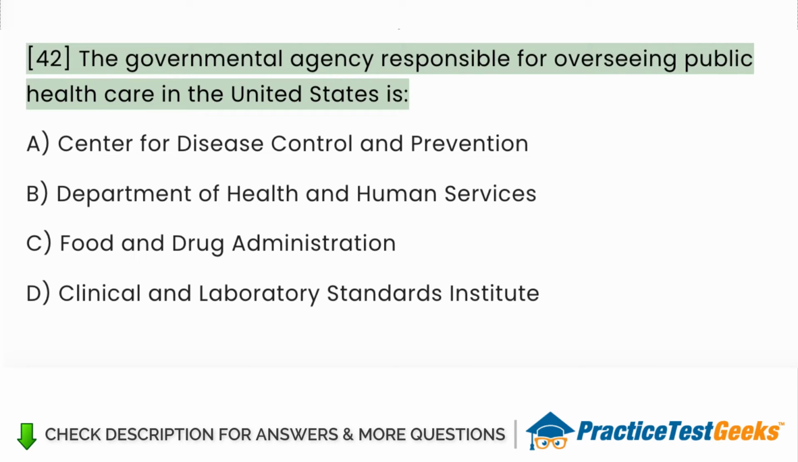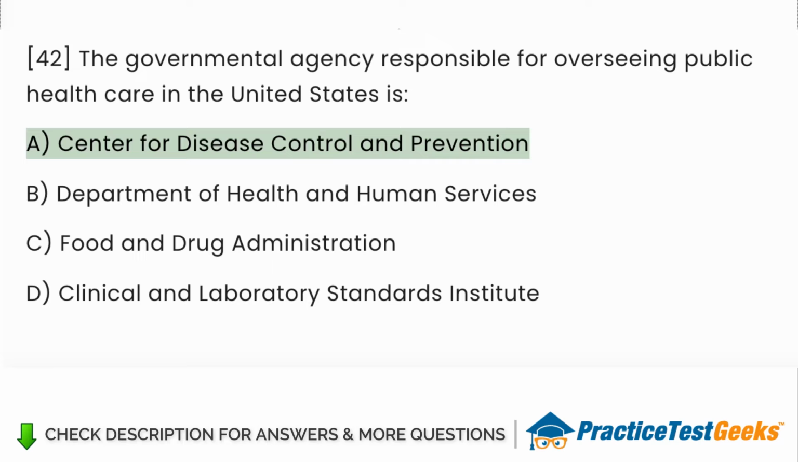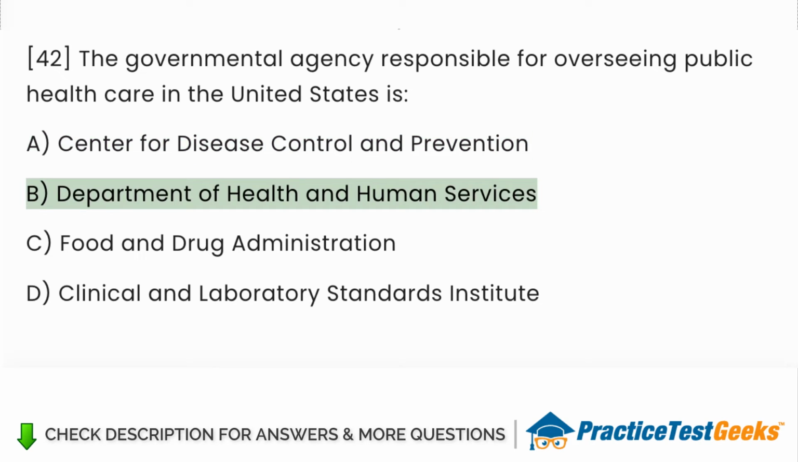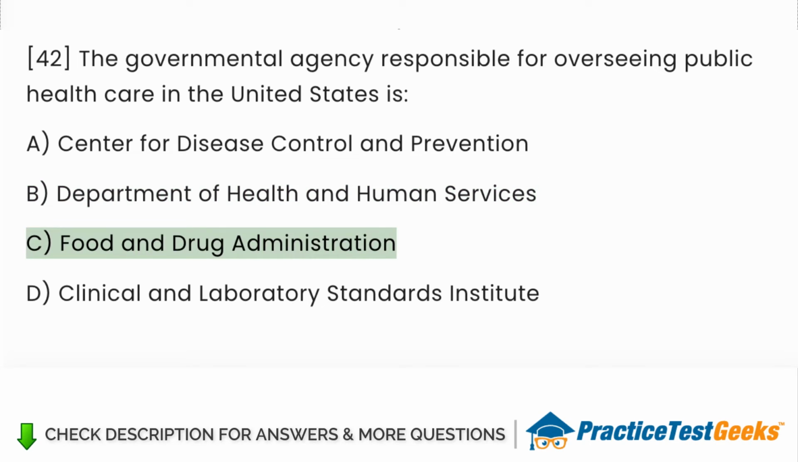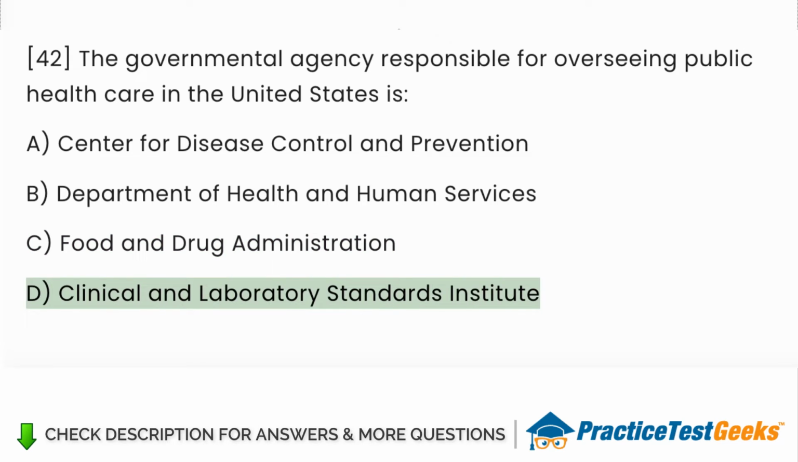The governmental agency responsible for overseeing public health care in the United States is A. Centers for Disease Control and Prevention. B. Department of Health and Human Services. C. Food and Drug Administration. D. Clinical and Laboratory Standards Institute.